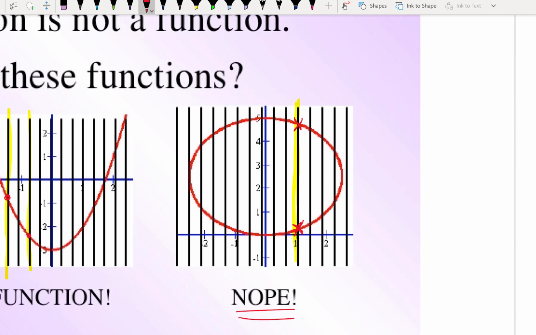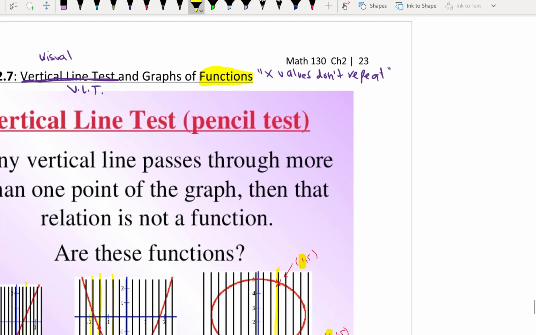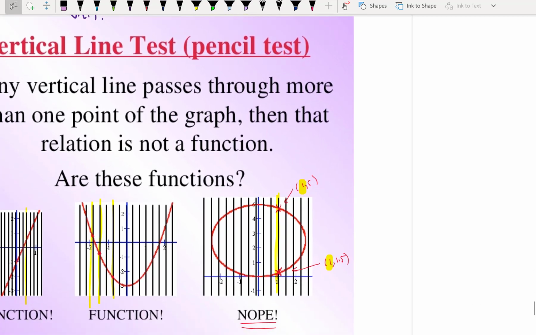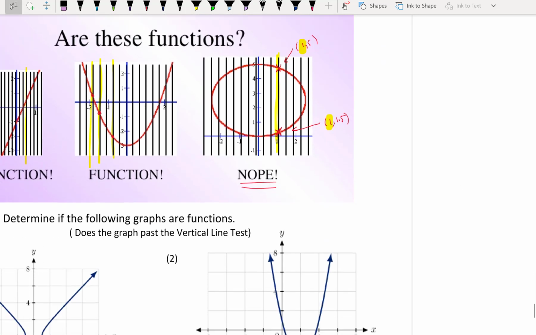This is the same thing as saying, if you think of the coordinates, this point right here is going to be 1 and let's say 5. And then this point over here is going to be 1 and, I don't know, 1.5 or so, right? So we can see that our x values are repeating. Remember from the very beginning, I said that the x values don't repeat. And here the x values are repeating, so therefore that is not a function.